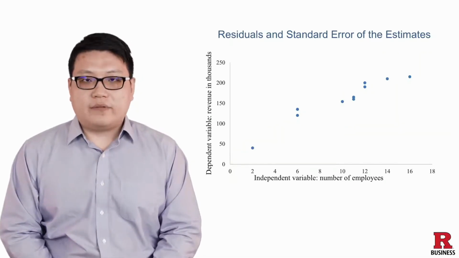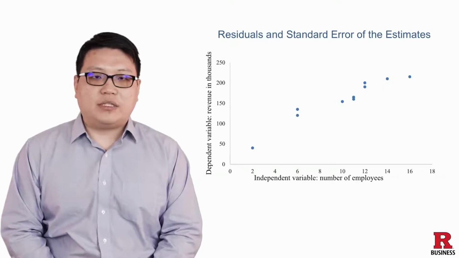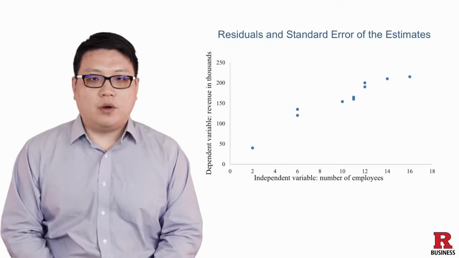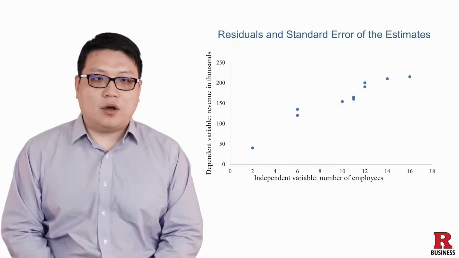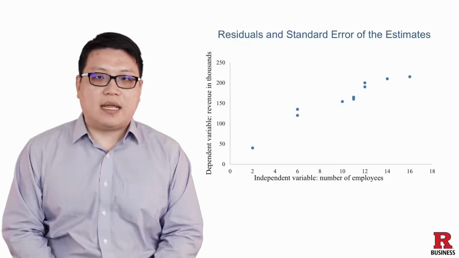So R-square serves as a way to measure the overall regression model. Another way to measure how our model is doing with these single dots is called residuals and standard error of the estimates.